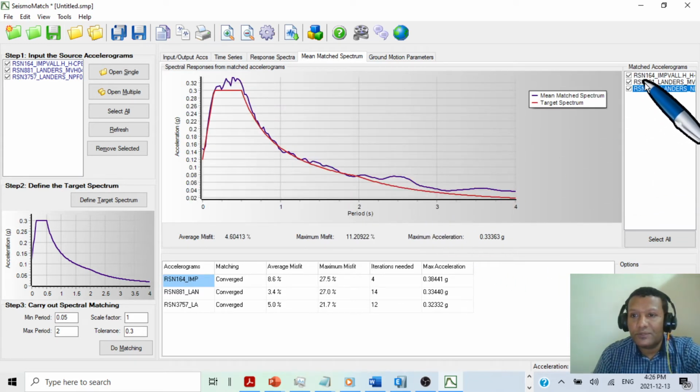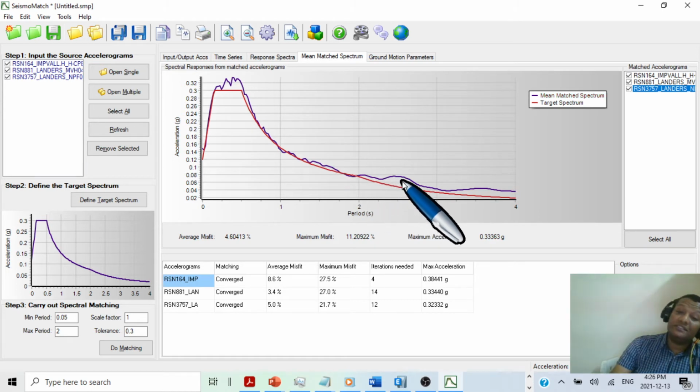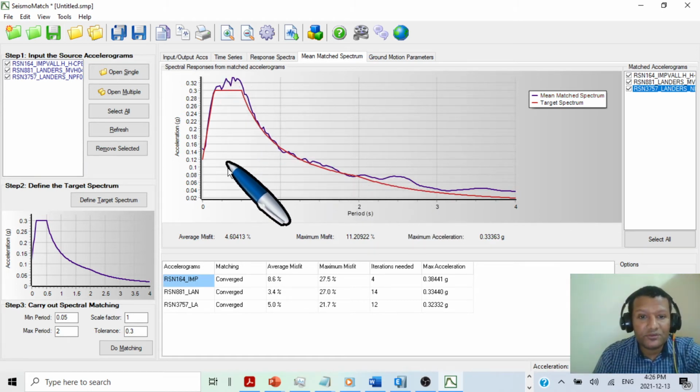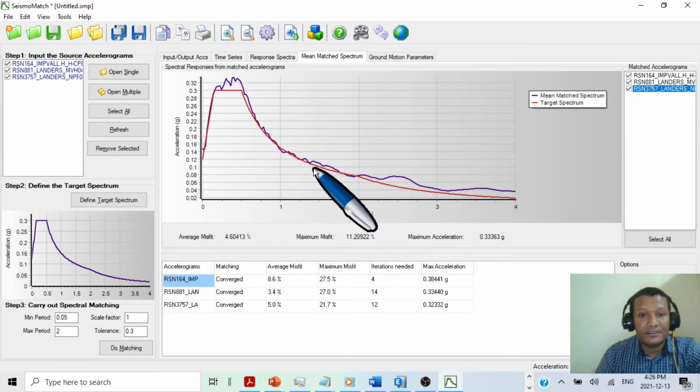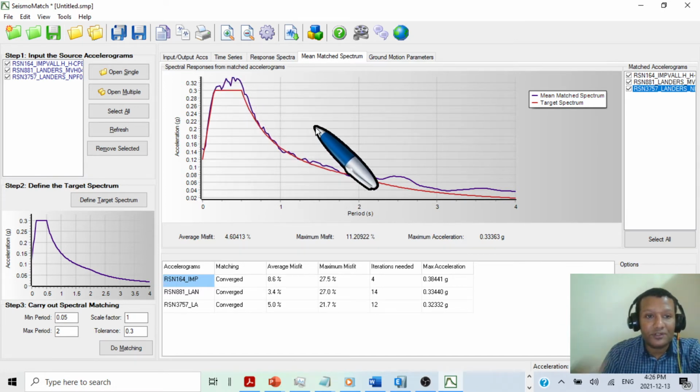Now you see we have 3, then the mean is like this. You see, there are misfits, but as you can see from 0.5 second until 1.5 second, this one is at least higher instead of down, so the mean is like this.